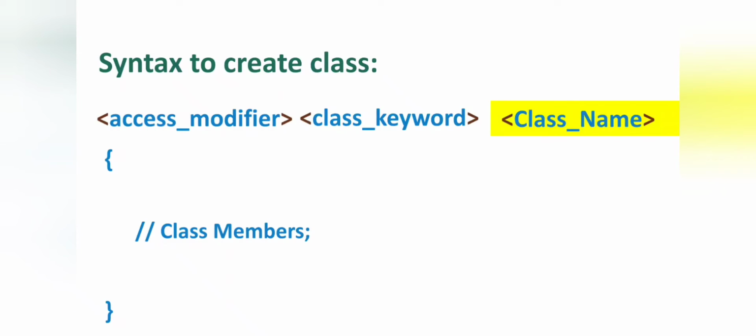The class keyword is followed by the class name, and the class name should always start with an uppercase letter, and then there will be opening and closing curly braces. The area between the opening and closing curly braces is called the class body, and the class body contains the class members, variables and methods. In this way we can create a class using a syntax.